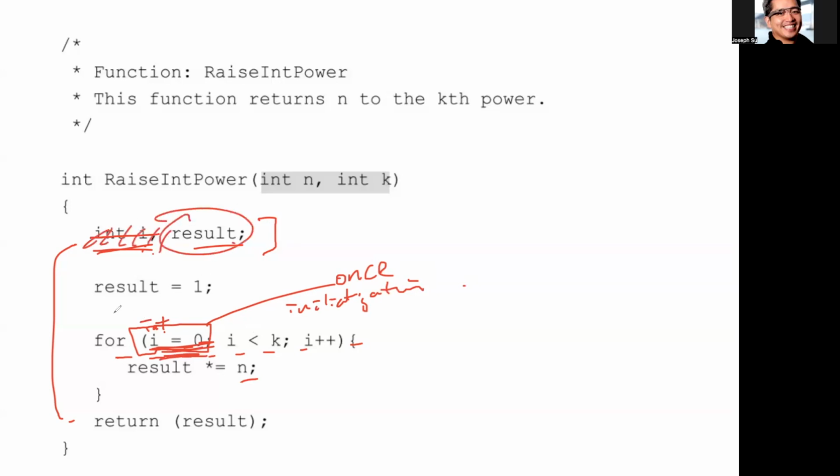Result, on the other hand, is okay because you want to carry the entire result, the single result, all the way from the beginning when it is initialized to 1, all the way to the default return. There's no need to have the parentheses over here, but having them also doesn't hurt. All right, let's move on to the next slide.